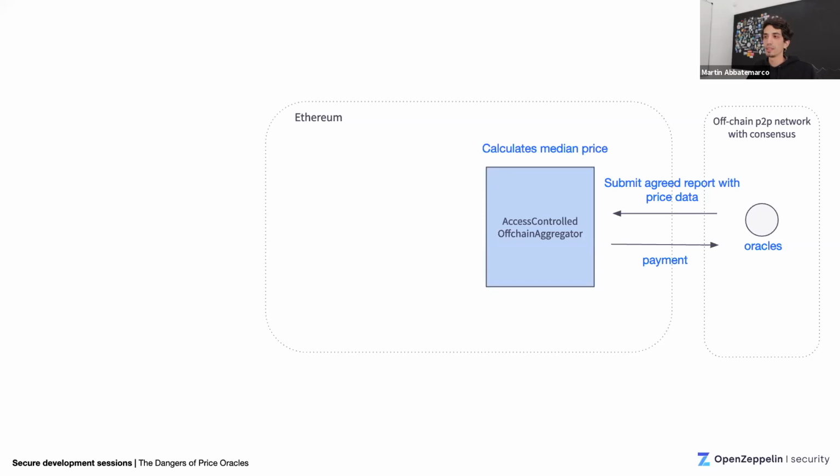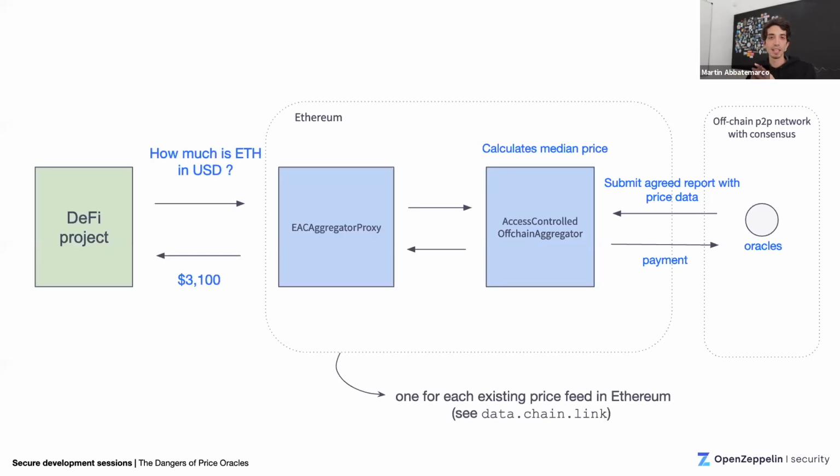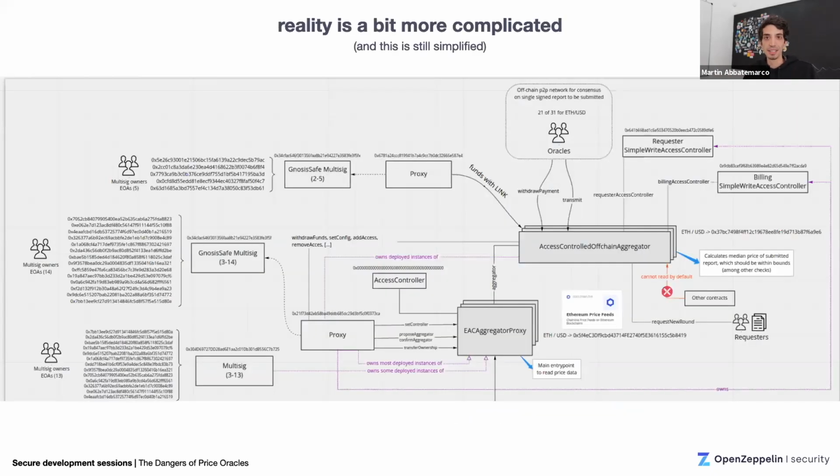If you want to actually query this, you usually do it through the EACAggregatorProxy contract, which is basically like an interface contract, let's call it. So your DeFi project, for instance, will ask the EACAggregatorProxy contract how much an asset is in USD, and the proxy will be able to answer that question. Actually, the proxy will be calling this AccessControlledOffchainAggregator to know what the price is, right? And there is a pair of these contracts depending on the price feed that you are querying. So far, so good. Reality tends to be a little bit more complicated than that.